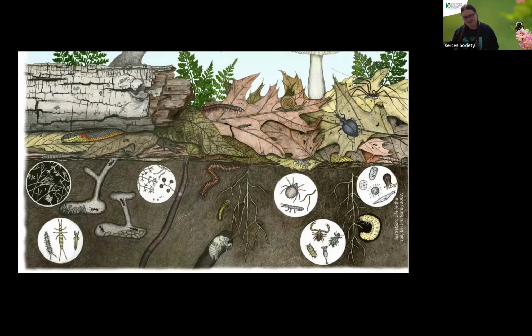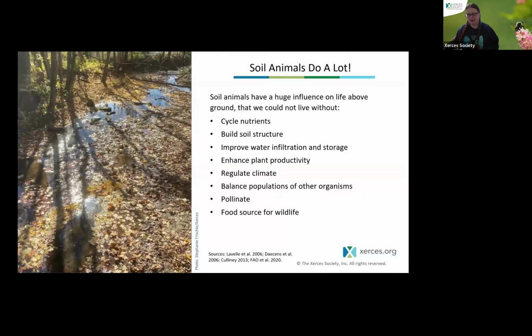I just love this depiction of all of these animals doing their different functional roles. And again, you know, soil is full of life. All of these interactions, the connections they're making are critical for maintaining functional, healthy soils. So soil animals do a lot. They have a huge influence on life above ground that we cannot live without.